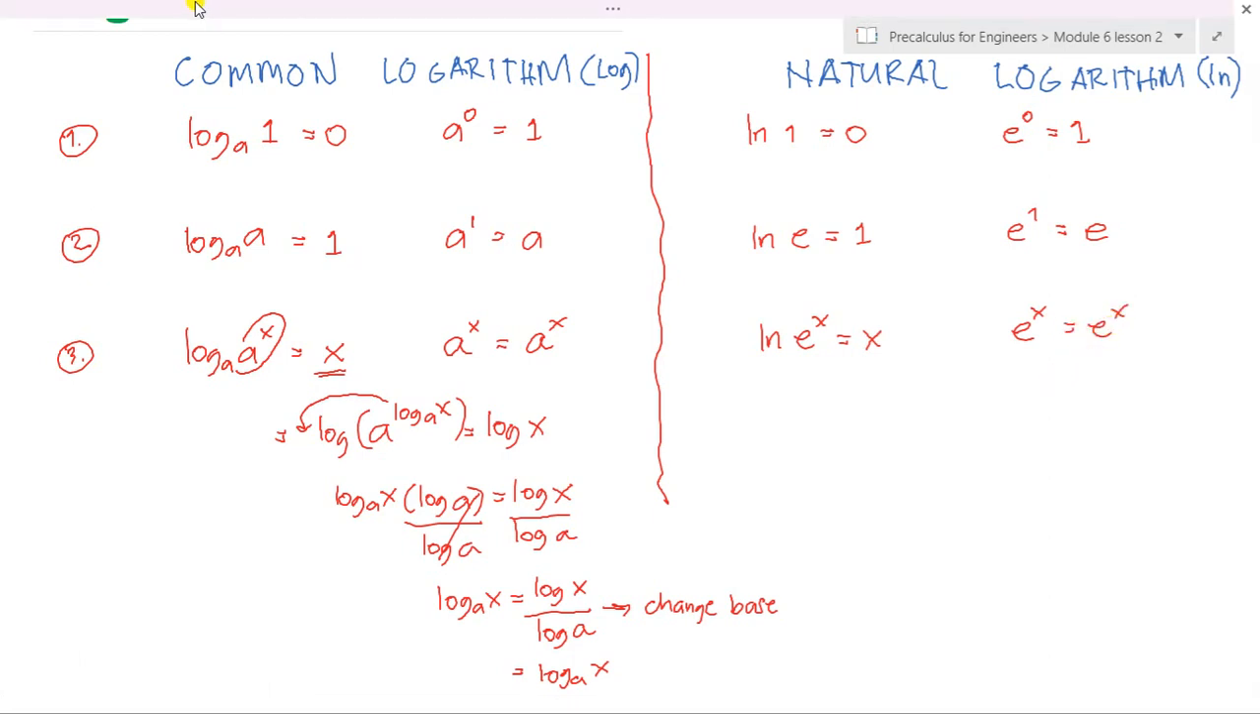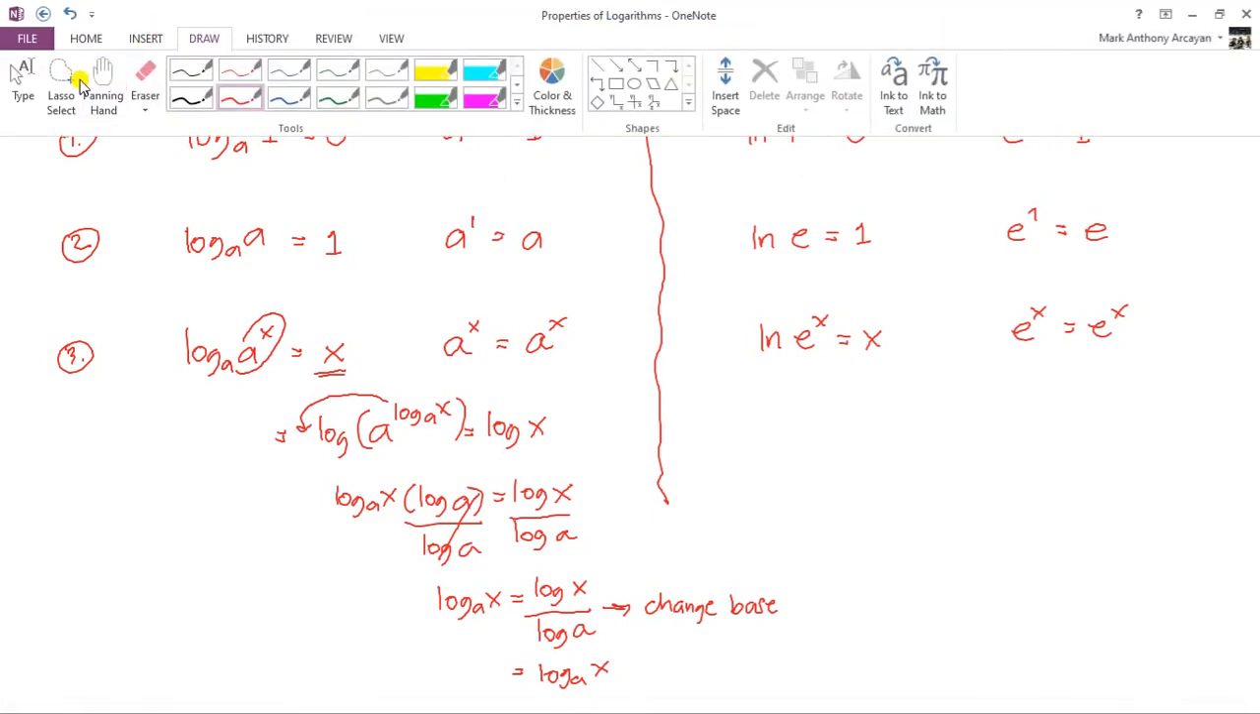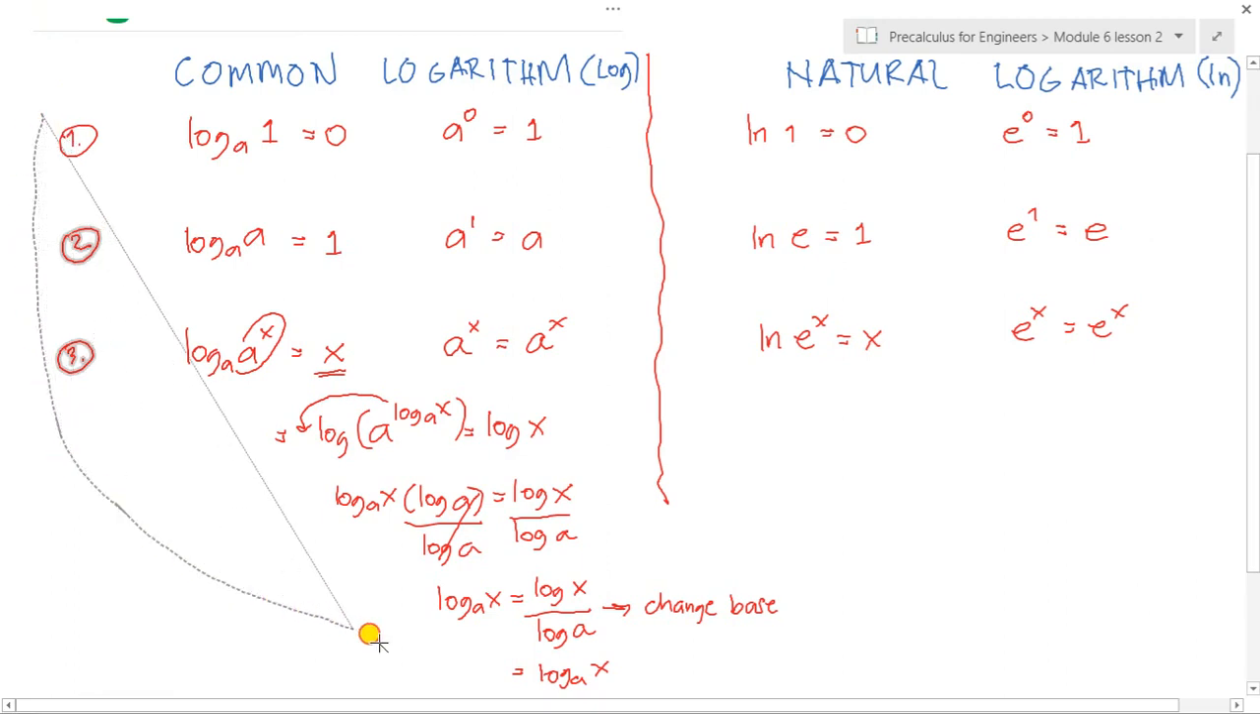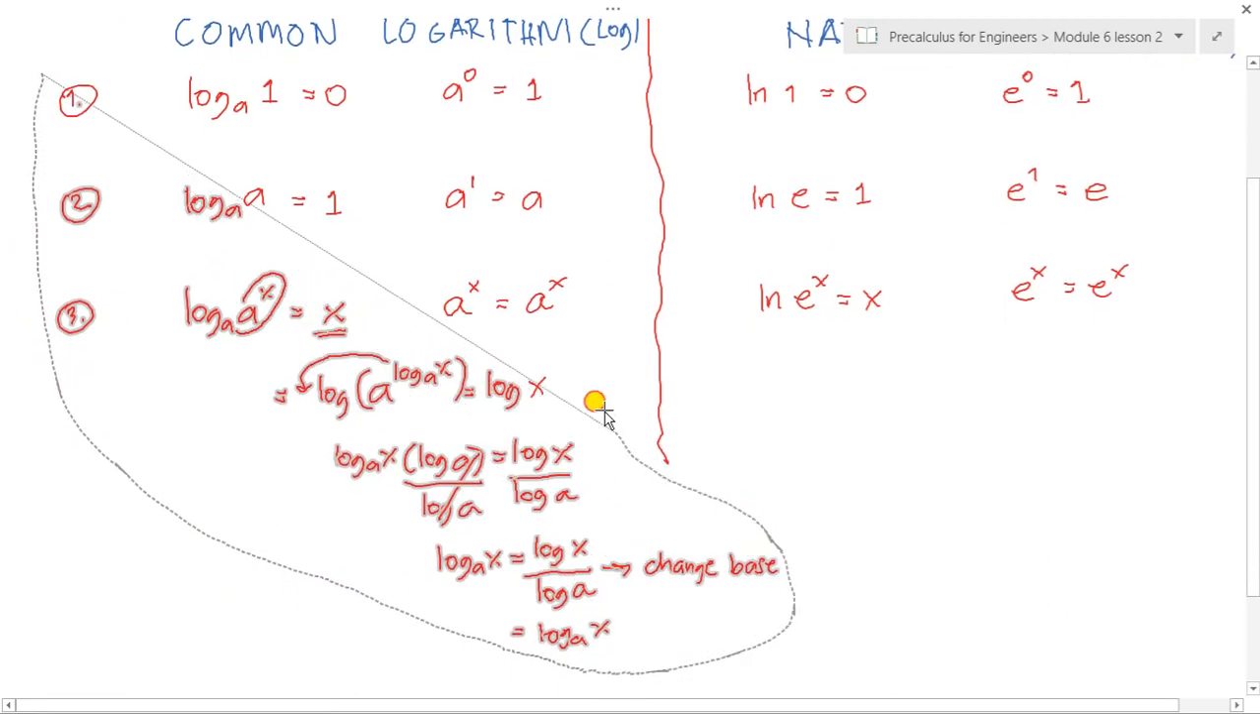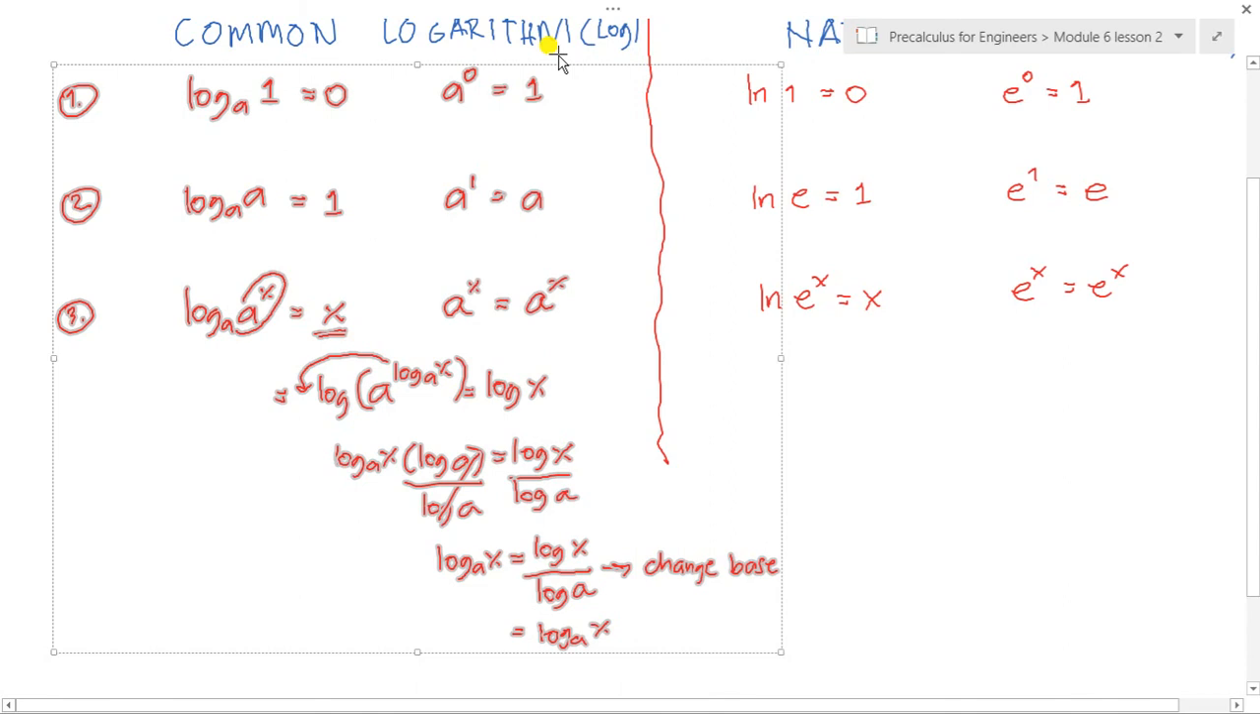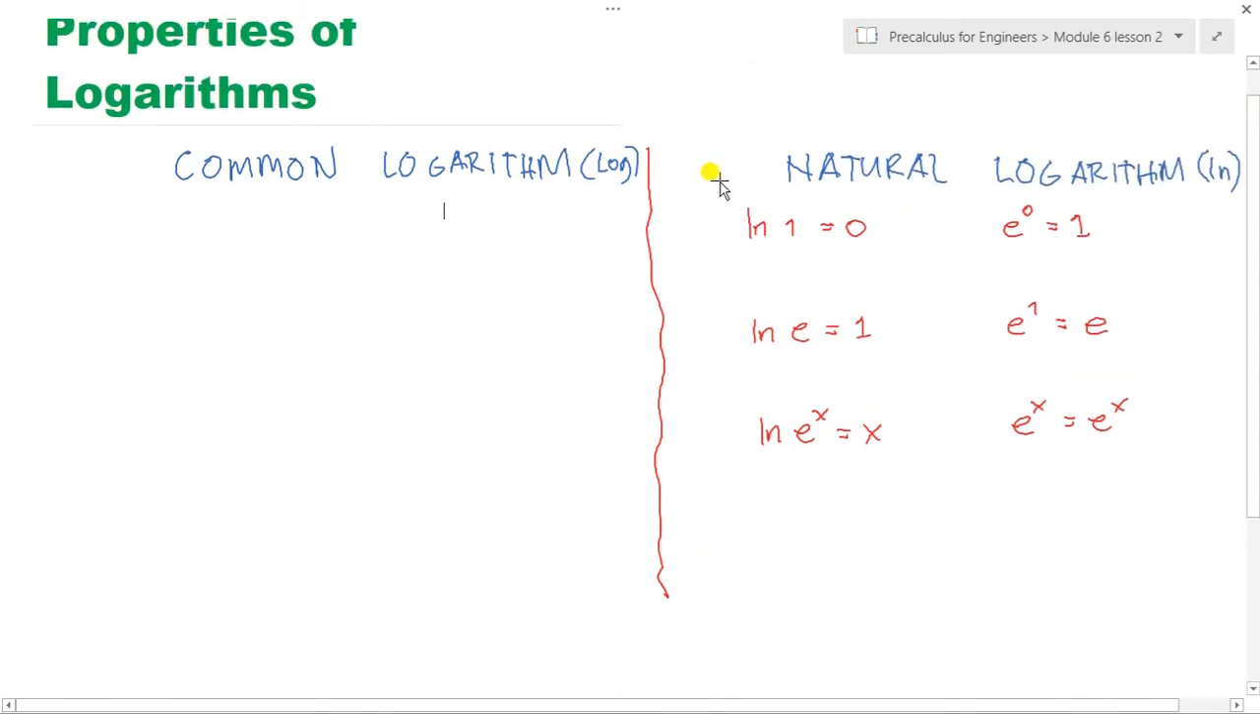So, ato na i-erase. Let's try the fourth property. So, ato sa i-erase na sila. And the same thing with the ln. So, kanin siyang ln nga part, importante po ni kay daghang ba yung mga problems nga gamit nila kay natural logarithm.